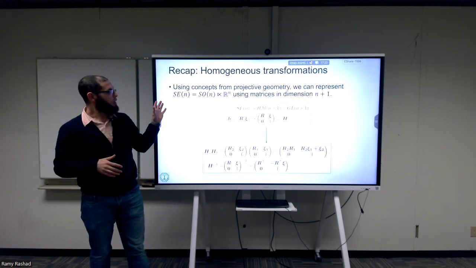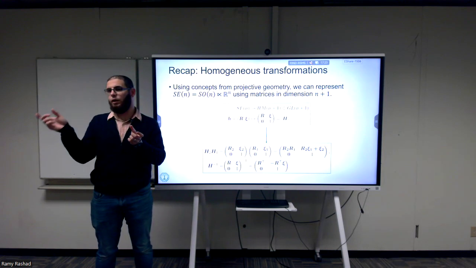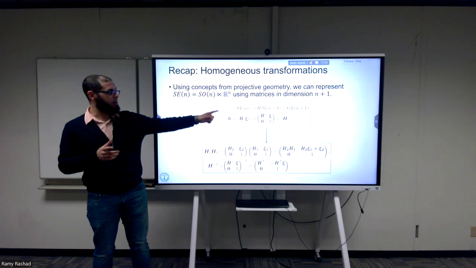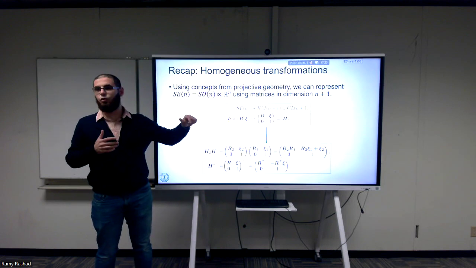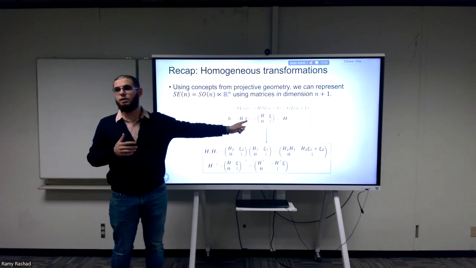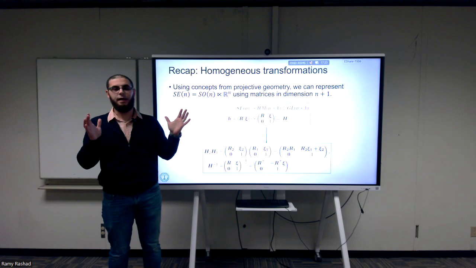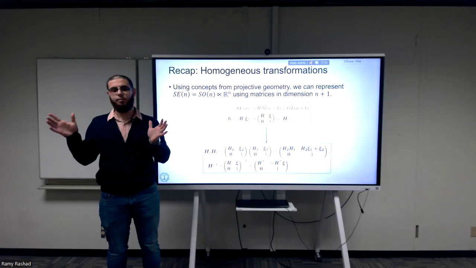Then we said, instead of working with this pair as one element in SO(n) and one element in Rn, we can combine them by going up one dimension higher, and this is using some tools from projective geometry. And then we can look at what are known as homogeneous transformations, which is simply an (n+1) times (n+1) matrix. It's not any (n+1) times (n+1) matrix.